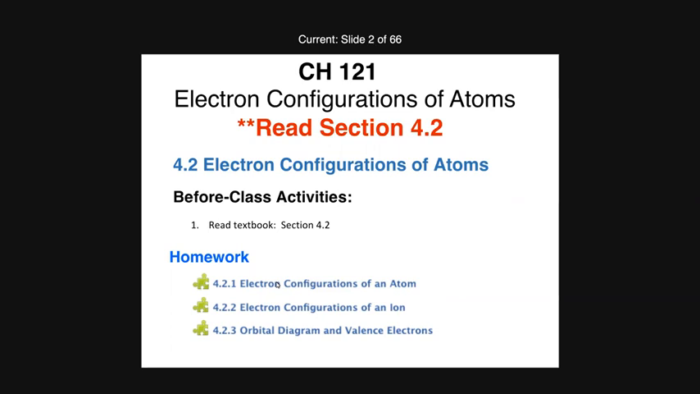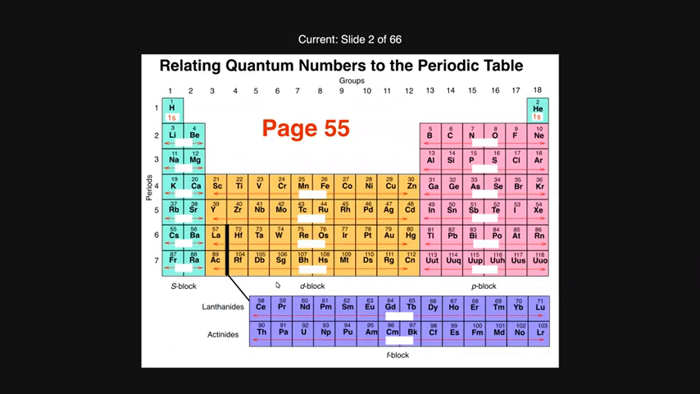Okay, so what we are going to take a look at before we get into that is we will need to relate the quantum numbers that we learned to the periodic table first, because this periodic table is really cool because it's actually arranged by the quantum numbers, right? So let's think about this. Okay, so this is in lecture page 55.